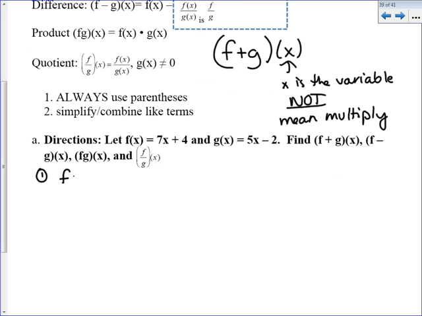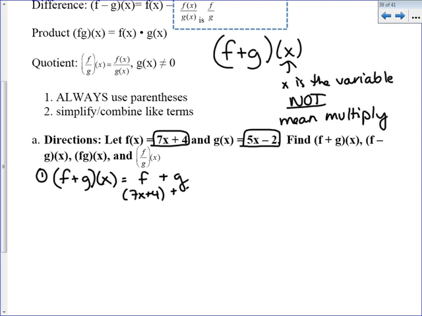Let's find f plus g of x, which is really just f of x plus g of x. Think about it like it's just the function f plus g. It's not times x. Don't throw an extra x on there. So all you want to do is copy your functions. F of x is 7x plus 4. I want to add to that g of x, which is 5x minus 2.